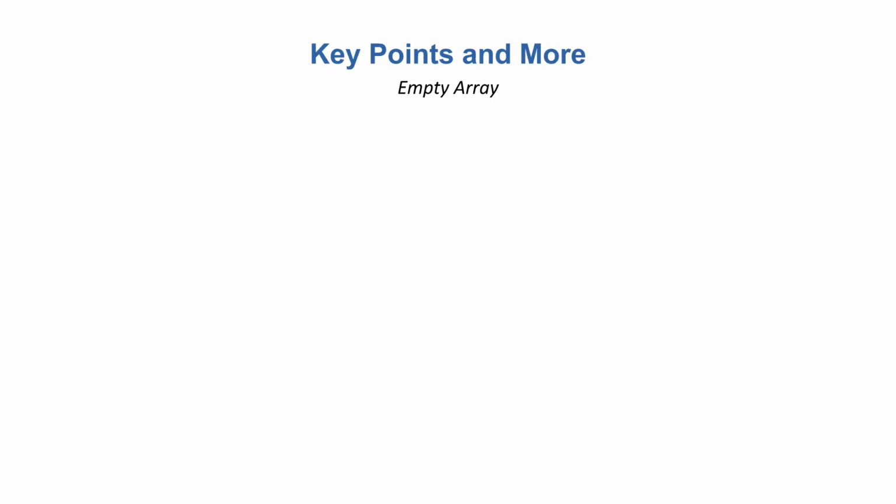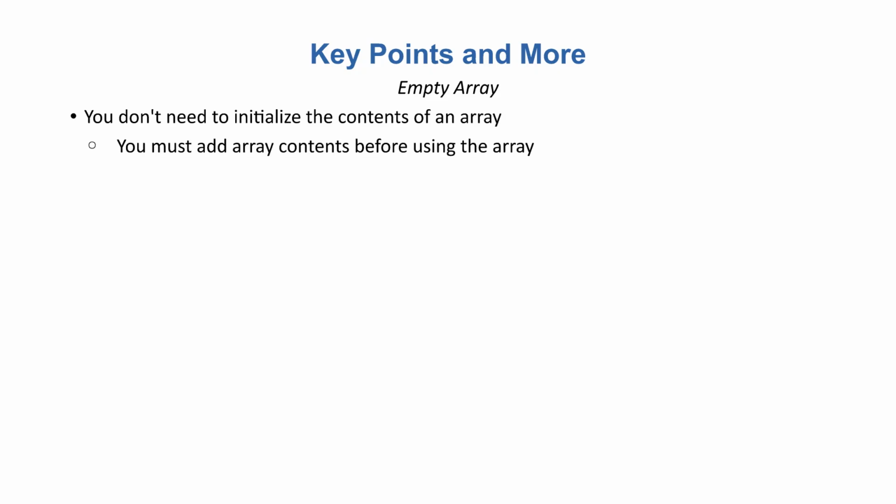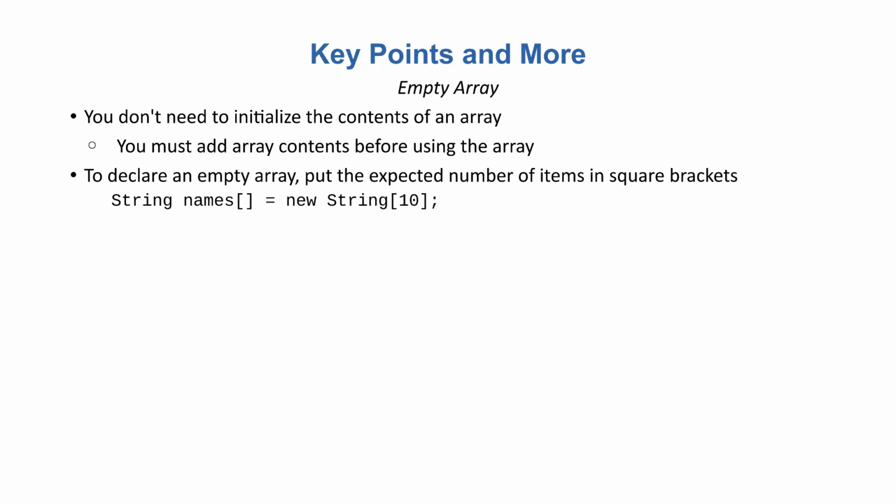Key points and more. Empty array. You don't have to initialize the contents of an array when you declare it. However, you must assign values into each item of the array before you try to use the array contents. To declare an empty array, put the expected number of items for the array in square brackets. For example, to declare an empty array named names to hold 10 strings, declare it like this.